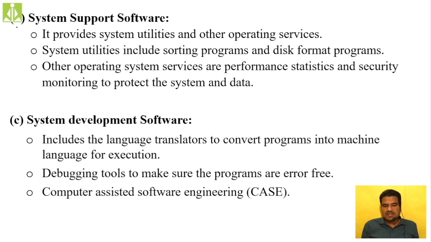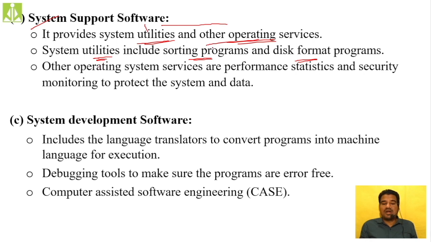So these two things, your system support software is responsible. System support software is basically divided into two. The first one is utilities and the second one is other operating system services. So what are utilities? Your sorting programs and disk format programs. We call them utilities.